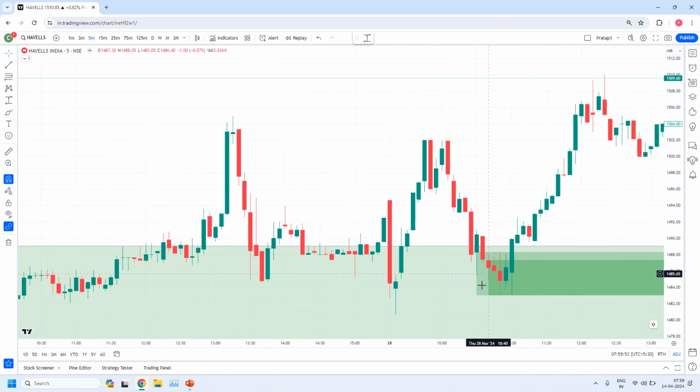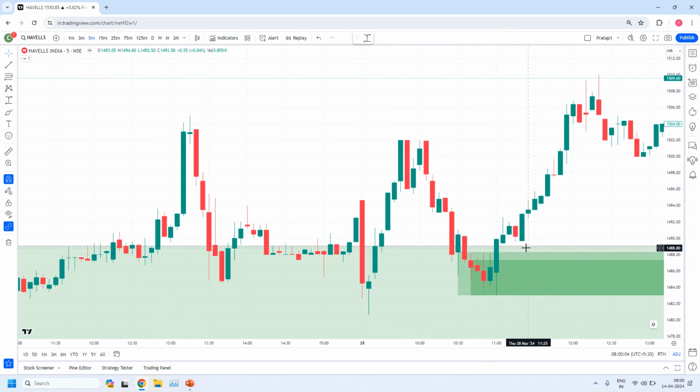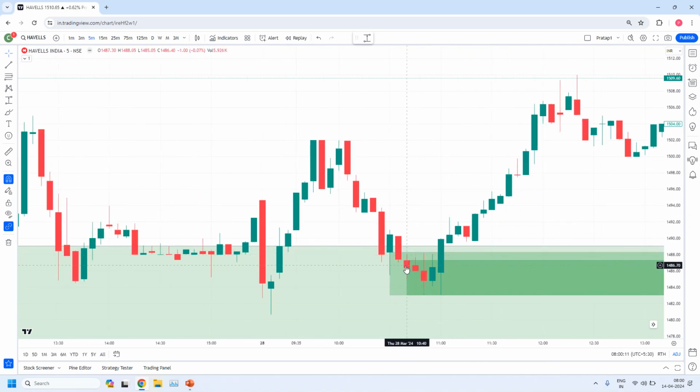If you are very sure this zone is very strong, you should keep an entry buffer. Generally, how much entry buffer do you keep? Within 0.1%. This is what we discussed. 0.1% is our standard value. So what is the current value of this one? The zone entry is 1487.30 paisa.